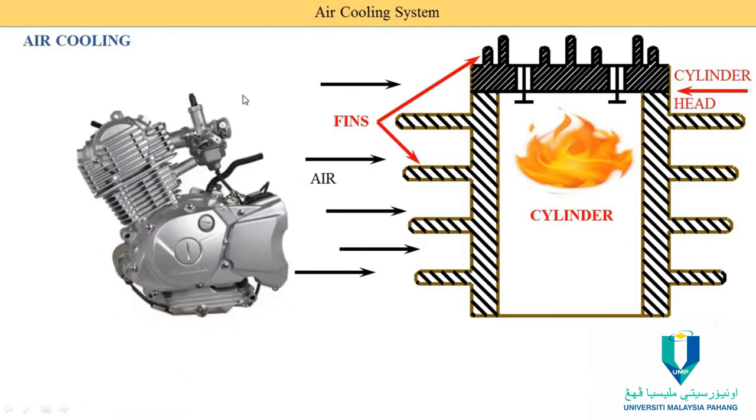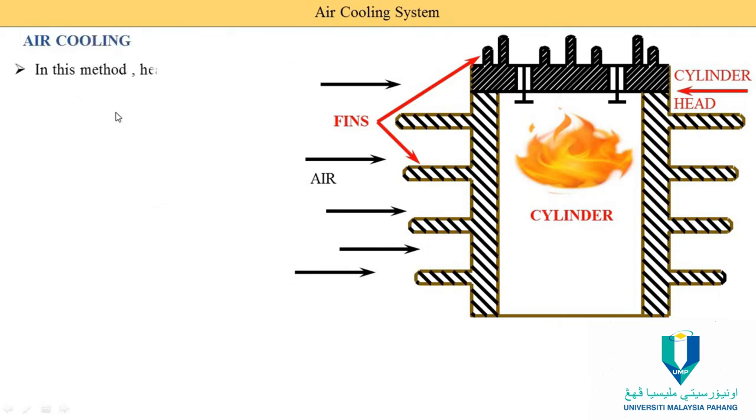So this is a motorcycle engine that uses an air cooling system. Generally, the engine is the main part of a vehicle. So when we drive the vehicle at high speed, air is passed over the fins on the cylinder surface. This is an extended area, and extended area means the fins increase the area of the cylinder, so more of the heat is rejected to the atmosphere.